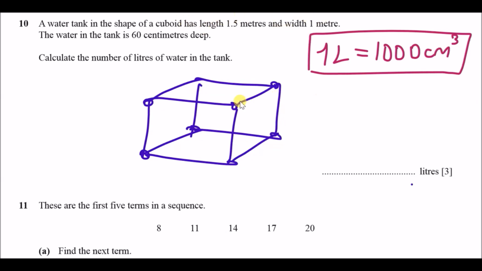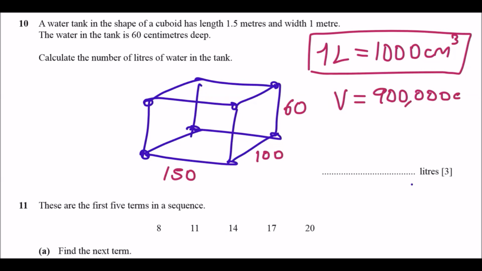So let's do it. In the shape of the cuboid, we know that the water in the tank is 60 centimeters deep, so let's put 60 here. To convert these two into centimeters, just multiply them by 100. So 100 times 1.5 is 150, and 100 times 1 is 100. In order to calculate the number of liters of water in this tank, we need to find the volume. And the volume of the cuboid is just multiplying all these 3 digits across. So 60 times 100 times 150 will give us, in the calculator, 900,000. Okay, and this is 900,000 centimeters cubed.